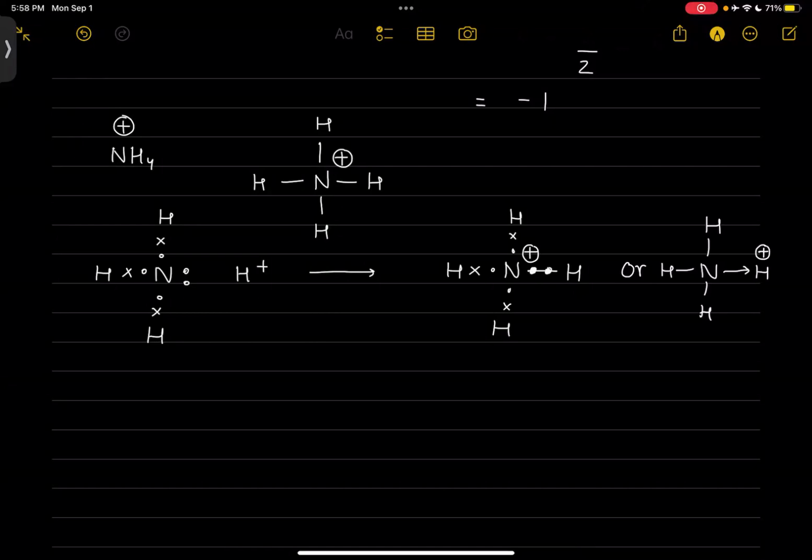Put an arrow from the atom giving the electron to the atom which is taking up the electrons. Is it clear? This is known as coordinate covalent bond. Is it clear or not?